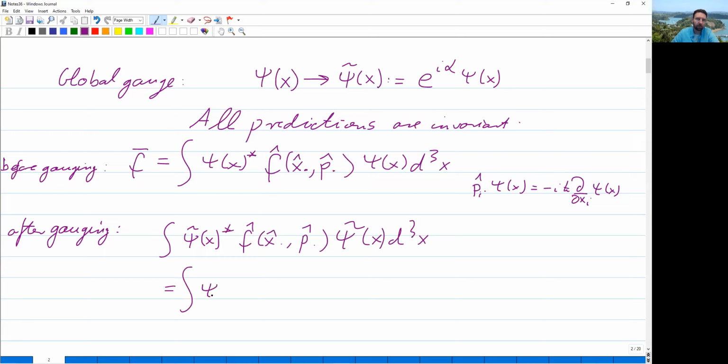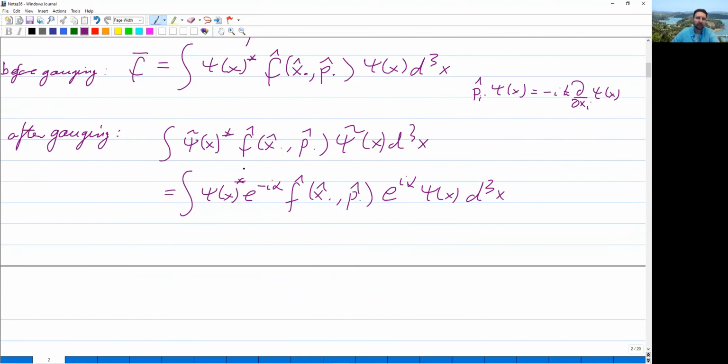This is the integral of psi of x e to the power minus I alpha, there's a star, and then the f hat of x hat p hat and e I alpha psi of x d3x. And clearly this factor cancels that factor and we are back to f bar. And so therefore, indeed, all predictions remain the same under what is called a global gauge transformation. And it is called global because it's the same value of alpha everywhere. Alpha does not depend on x.